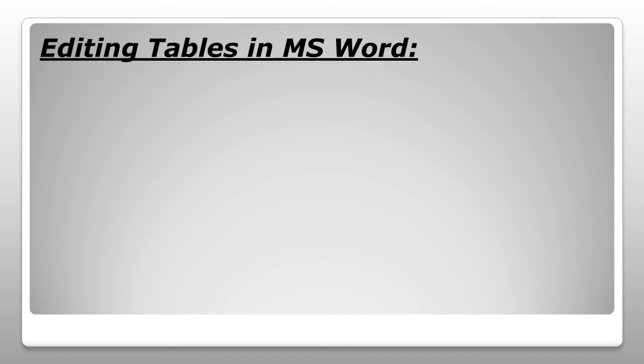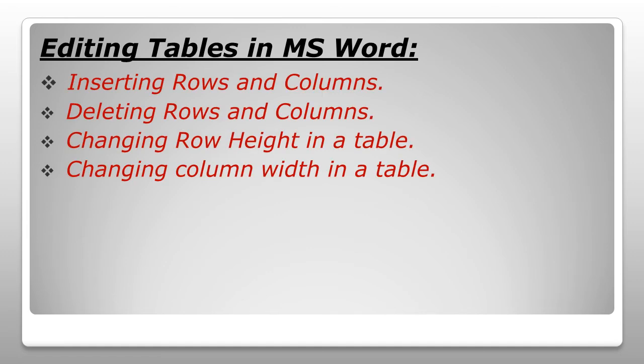Next is about editing tables in MS Word. You know that MS Word provides the basic feature to develop a table. What is the meaning of editing? Editing in the sense modifying or rectifying a table as per our need. In MS Word, we can perform a variety of tasks on a table. Some of the major tasks are: first one, inserting rows and columns. Second one, deleting rows and columns. Third one, changing row height in a table. Fourth one, changing column width in a table.